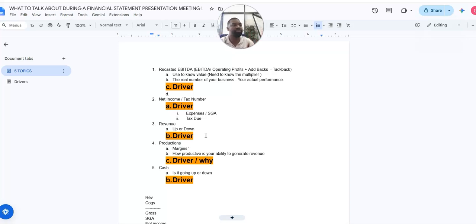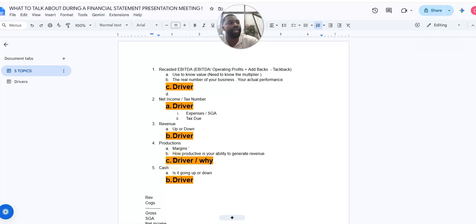But we have to get this meeting right because we need to make sure the historicals are accurate. And then I need the business owner to understand the drivers of why cash is this way, why your expenses are that way, etc. So let me go over the five topics. I'm actually going to start from five and work my way up to one here.